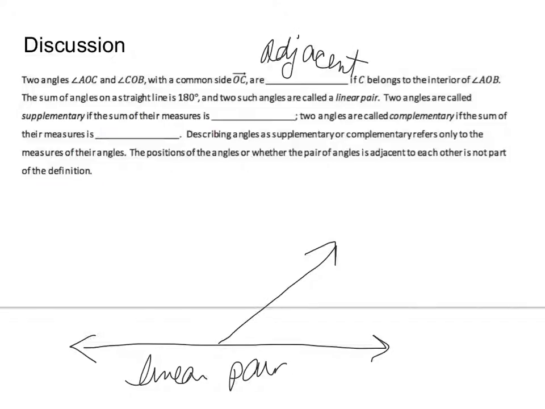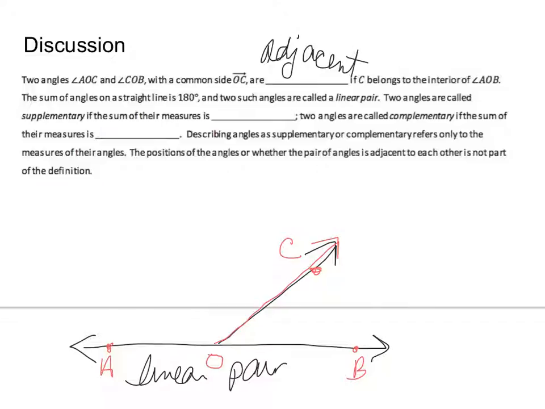So let me label this with our first sentence. Two angles, angle AOC and COB, with common side OC. So I have OC. It's a common side because it's shared by 2 angles, AOC and COB. This being our shared side. Okay? So these two are adjacent.